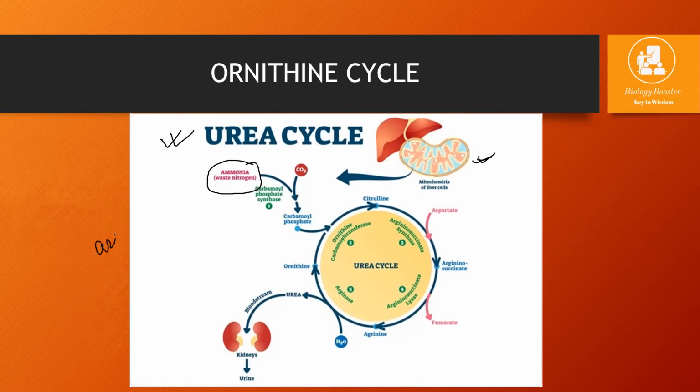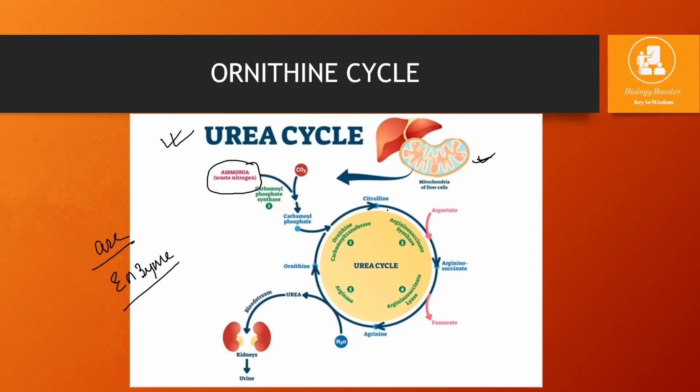So ASE ending is here for enzyme. Whenever there is ASE, you understand कि वो enzyme की बात कर रहे हैं. So carbamoyl phosphate synthetase will form carbamoyl phosphate with the help of ammonia and carbon dioxide, and this carbamoyl phosphate is now getting converted into the citrulline.